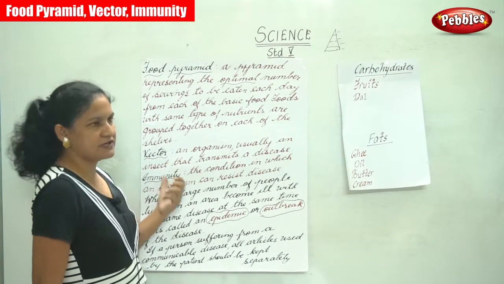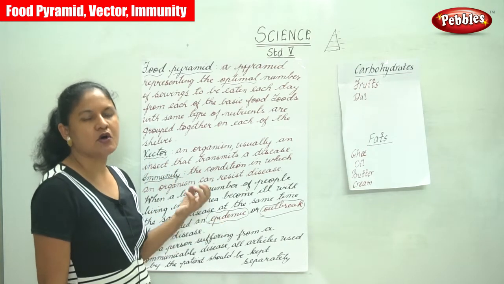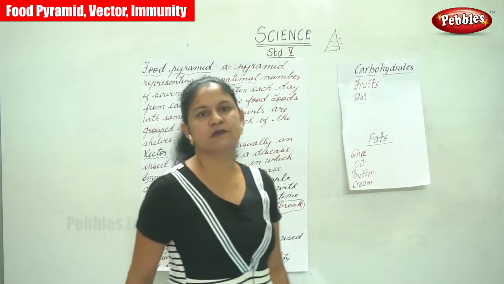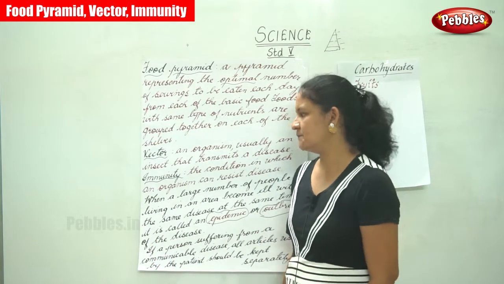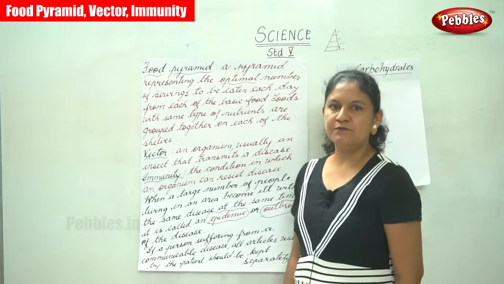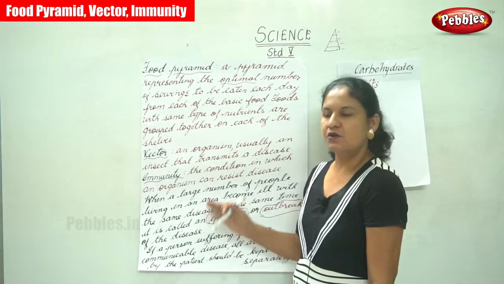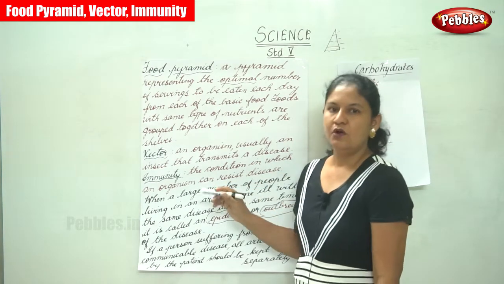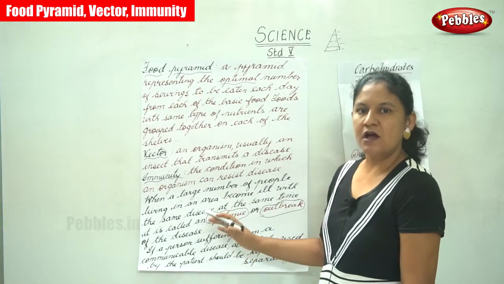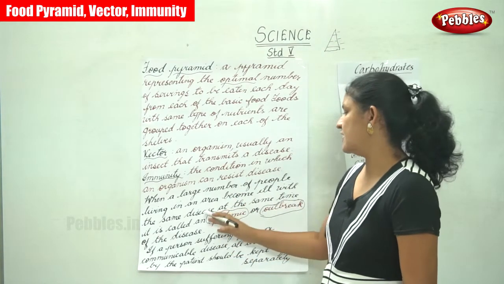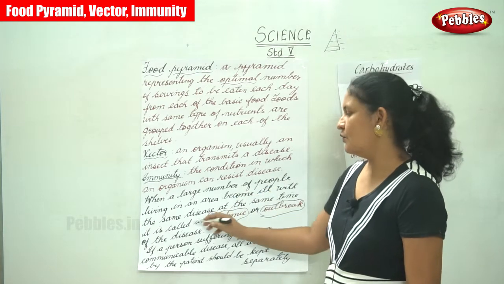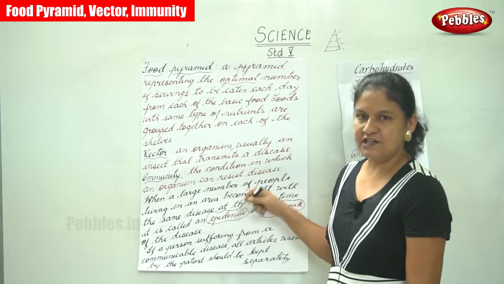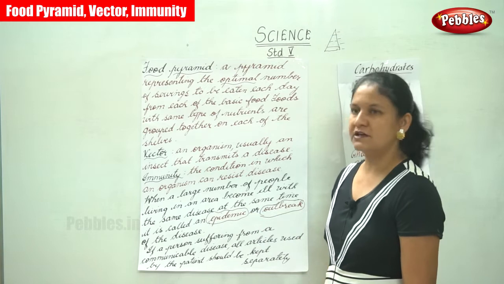The next is the vector. A vector is an organism, usually an insect, that is responsible for transmitting a disease. Next, immunity. Immunity is the condition in which an organism can resist a disease. Moving on to the next term, when a large number of people living in an area become ill with the same disease at the same time, it is called an epidemic or outbreak of the disease.